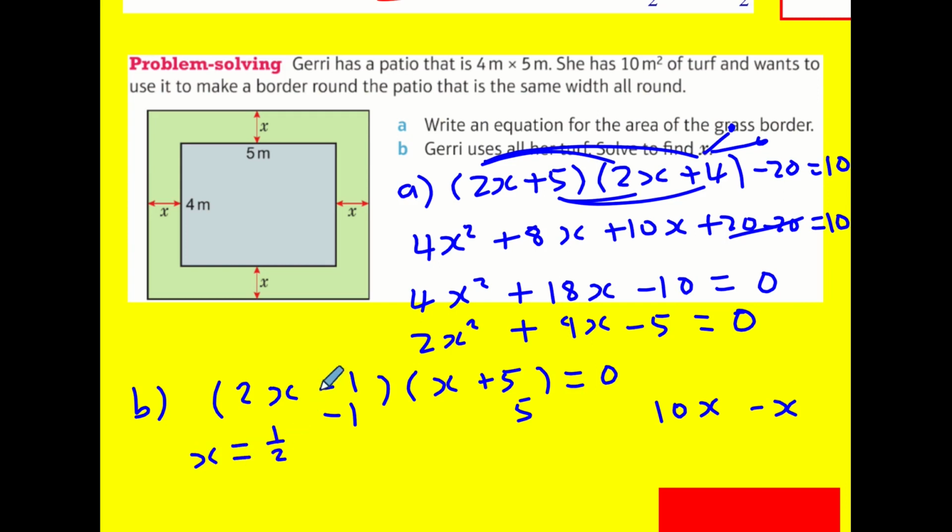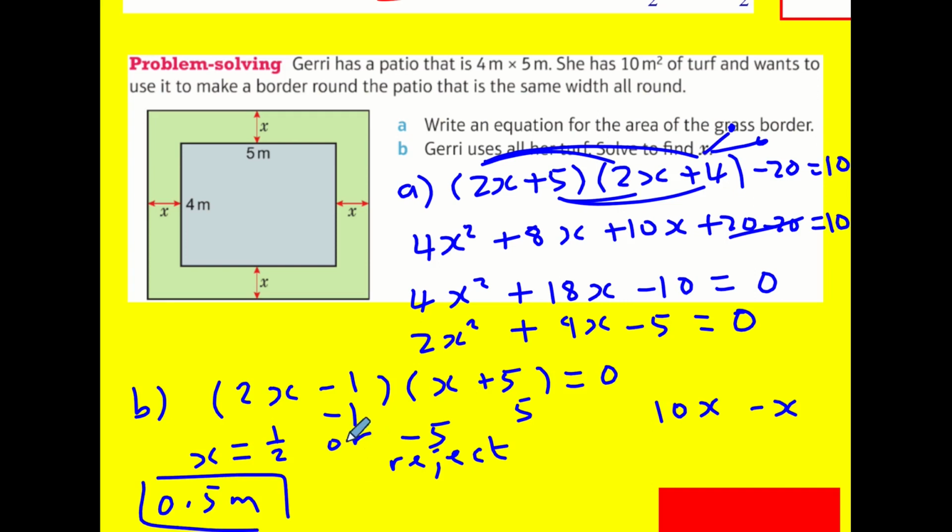I'm flipping straight to it now. I just take the 1 and divide by 2. You can put the extra step in if you want, or minus 5. Now remember, we've got turf, so even though that minus 5 solves the quadratic, it does not solve a physical problem. We can't have negative width for our turf, so we're going to reject that. And the width of the turf is going to be 0.5 meters. I'm just going to write that down as a decimal at the end. We formed and solved a quadratic.